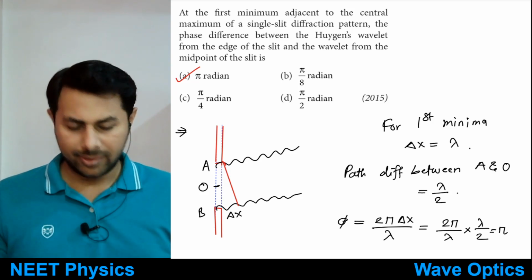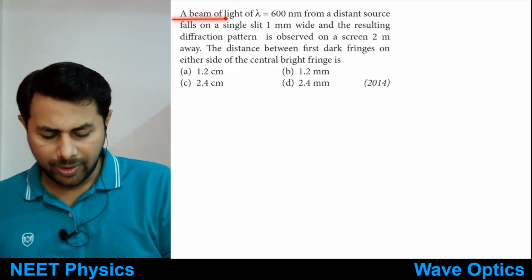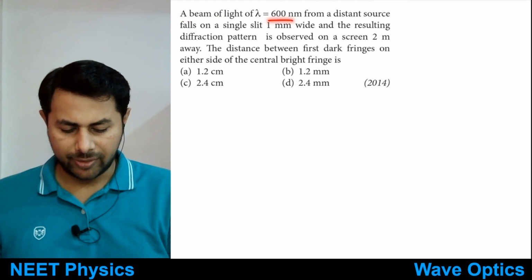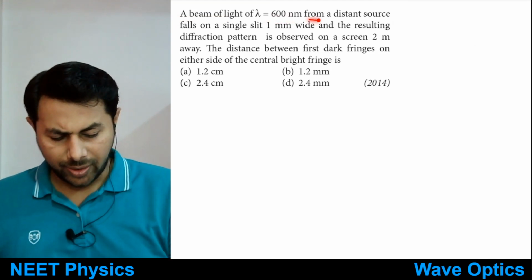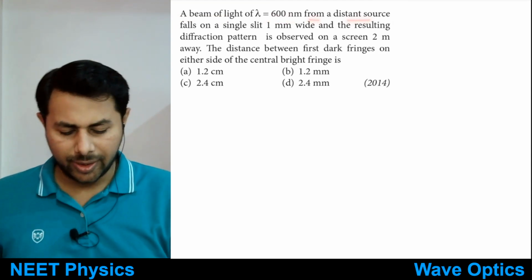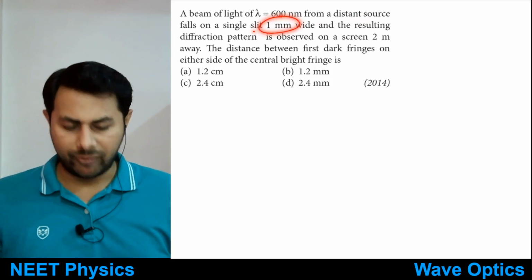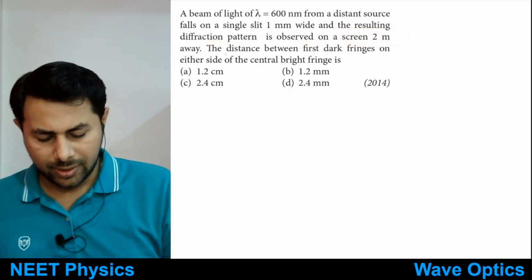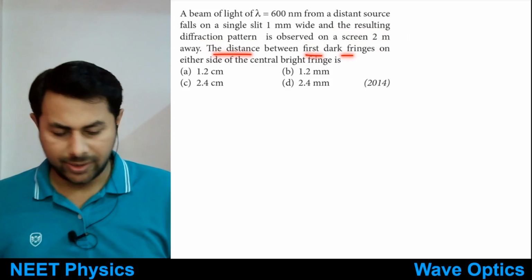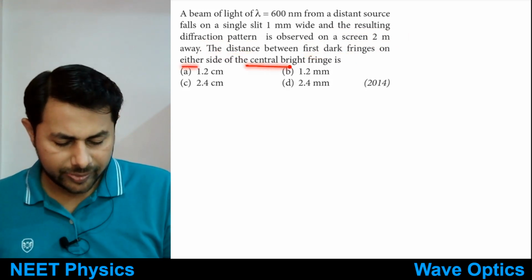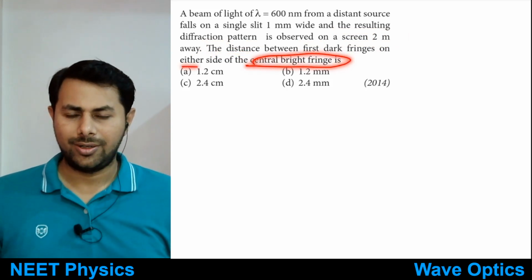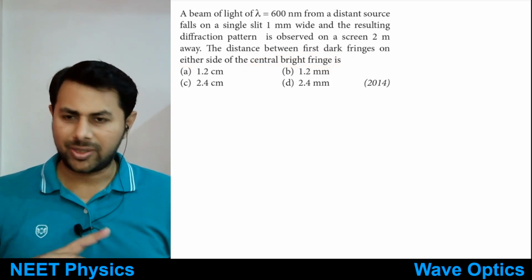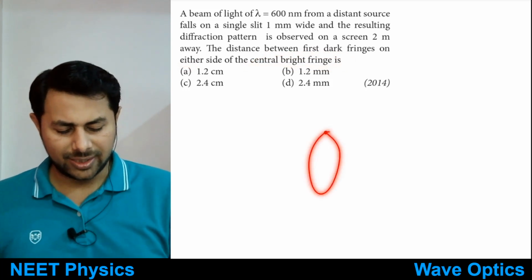Okay. Let's see next question. A beam of light of lambda equals 600 nanometer from a distant source falls on a single slit 1 mm wide, and the resulting diffraction pattern is observed on the screen 2 meter away. The distance between first dark fringe on either side of central bright fringe is. So they are asking distance between first dark fringe on either side.